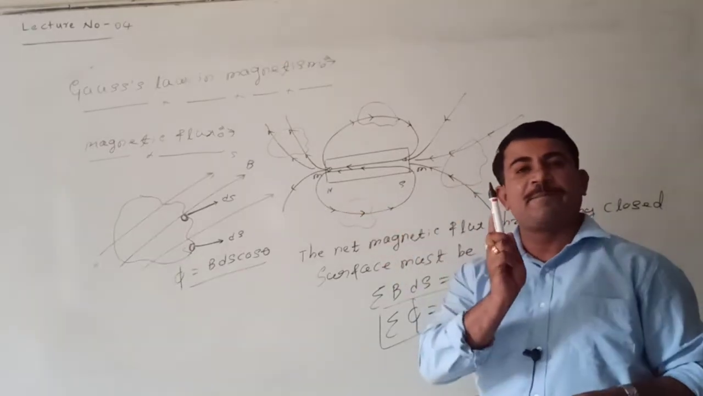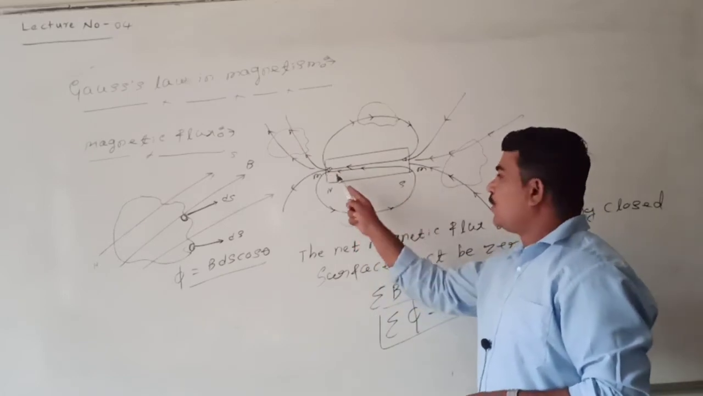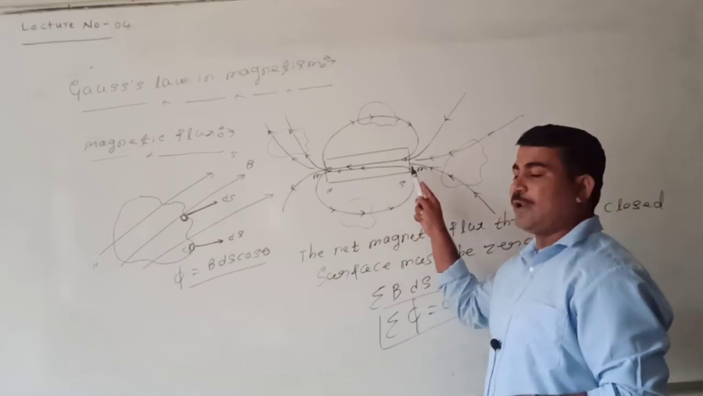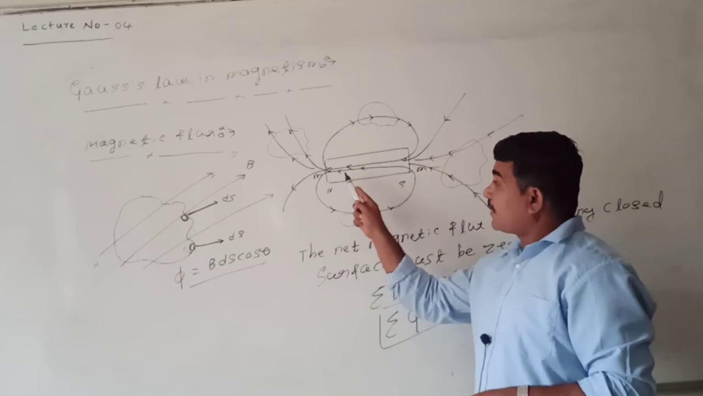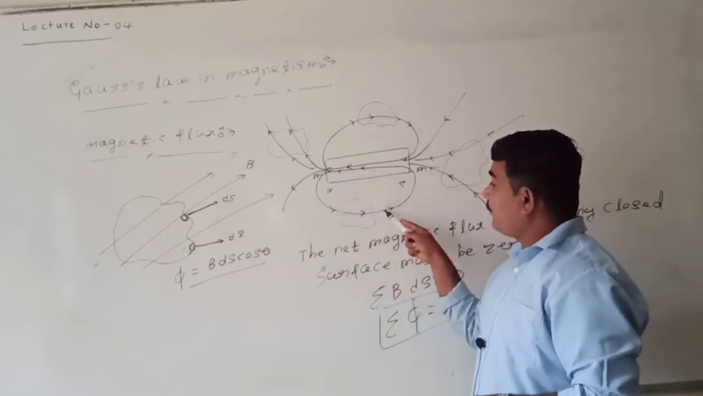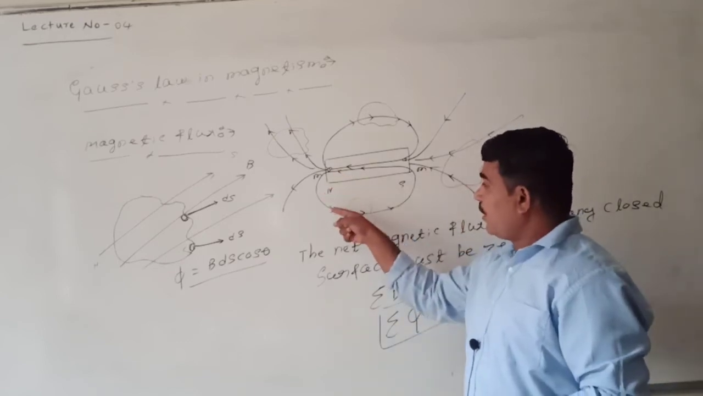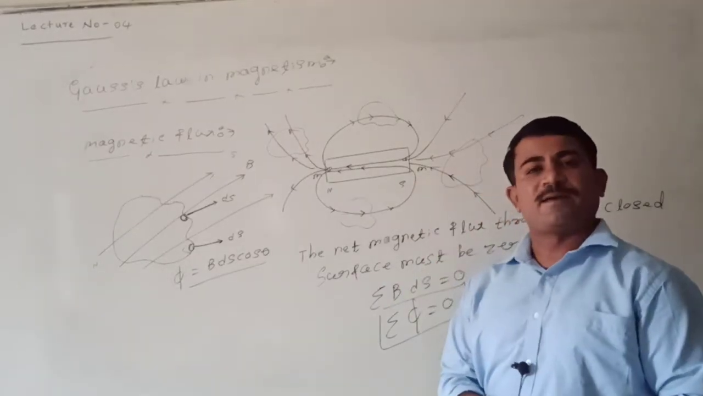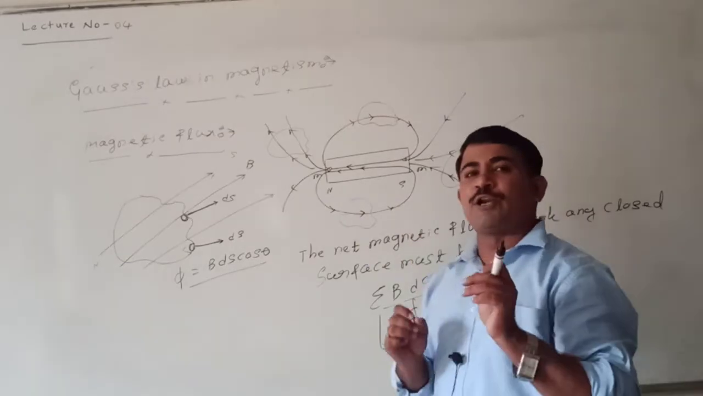For a magnet to exist, there must be a north pole and a south pole, so that magnetic field lines can travel from the north pole to the south pole. This indicates that entering is equal to leaving: magnetic field lines leave from the north pole and enter into the south pole. This indicates that a magnetic monopole does not exist.